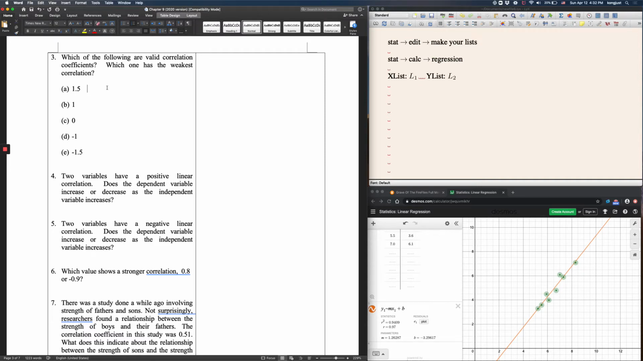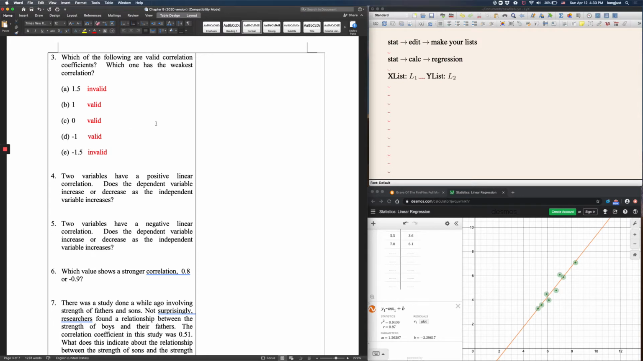This first one, 1.5. Is that a valid correlation coefficient or not? No, it's not. Invalid. Because remember, our correlation coefficient cannot be beyond 1. Okay, the second one. This is valid because it can be equal to 1, right? It has to be between positive 1 and negative 1, so that is valid. And negative 1, for the same reason that positive 1 was valid, this one is also valid. And this one, for the same reason that 1.5 was invalid, this one's invalid.